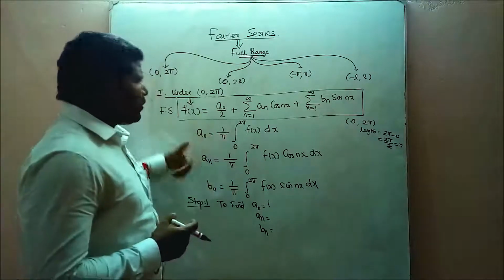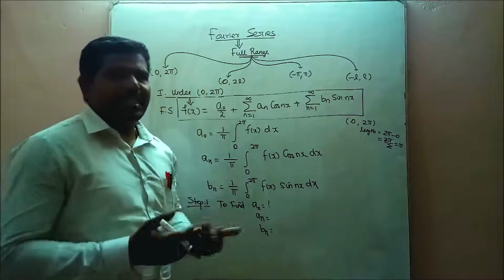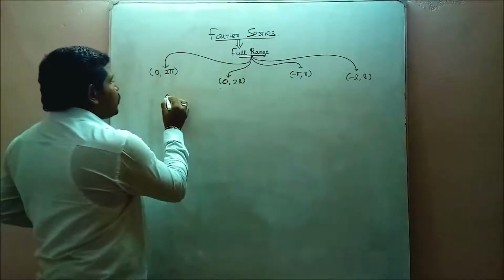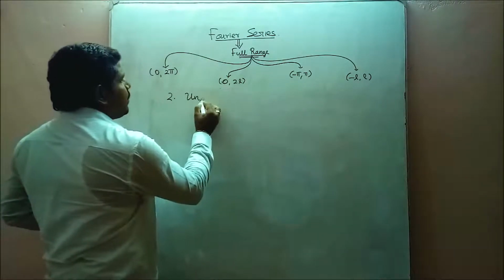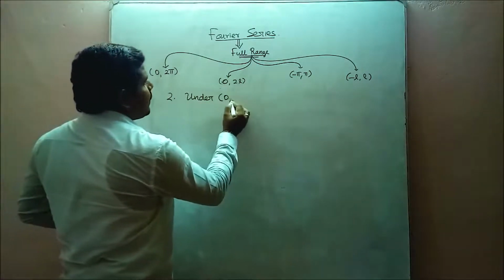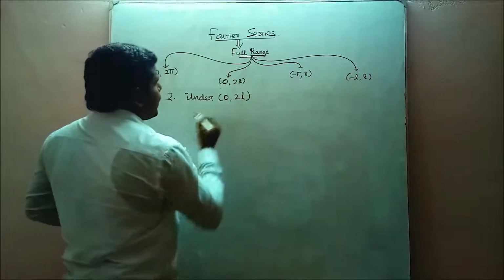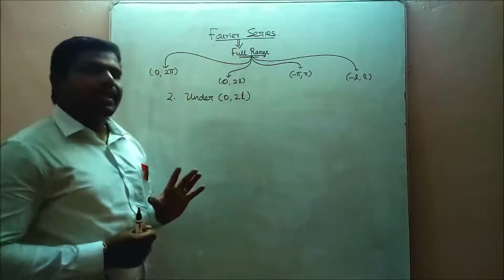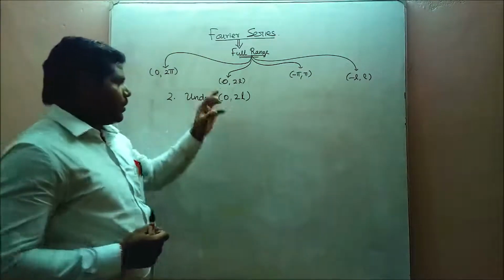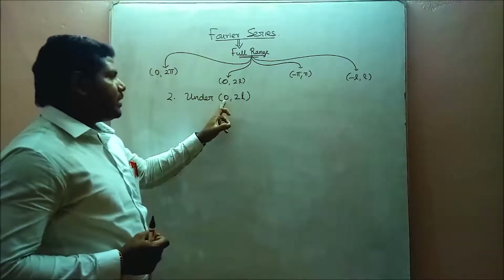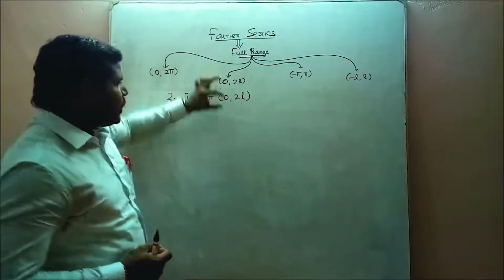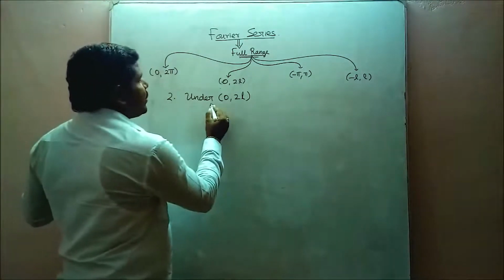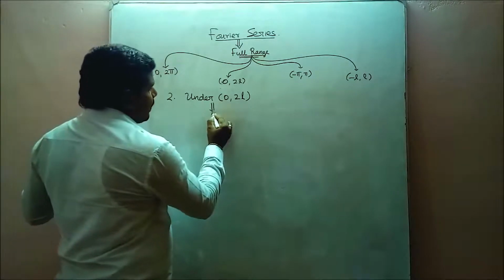Work out many problems and you can get the answer in a very easy way. So no problem. Now type 2, the problems under 0 to 2l. Suppose the question asks to find the Fourier series and the range is given as 0 to 2l. If you identify 0 to 2l, you can immediately write the Fourier series formula.